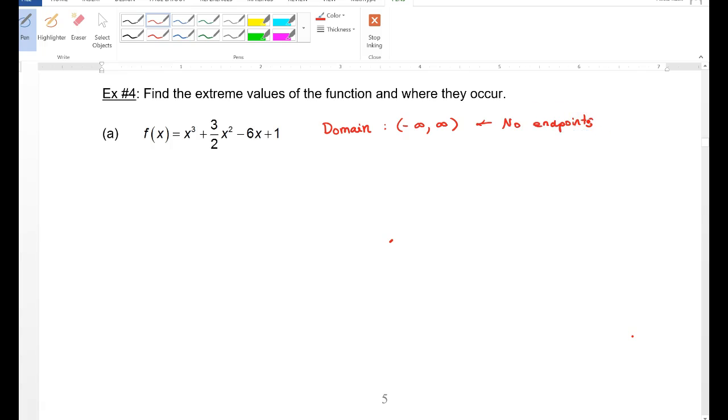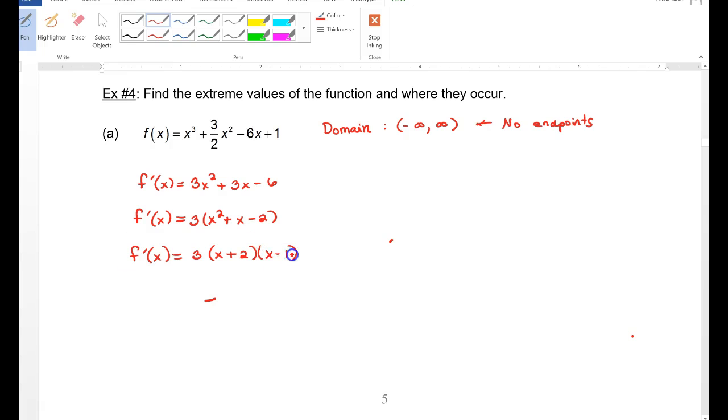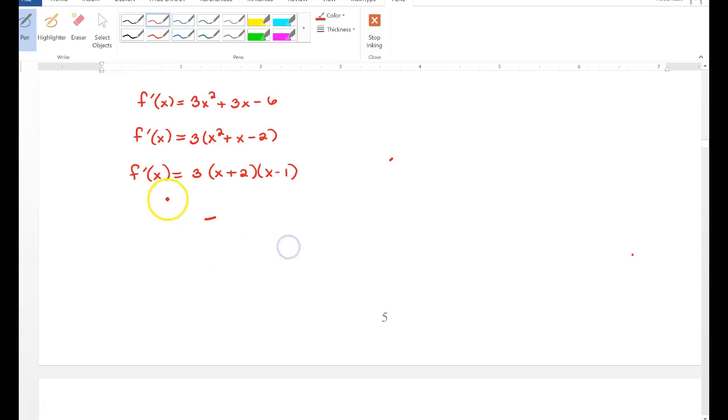Okay, step 2. We want to find the critical points. So we're going to do the derivative. So we get 3x squared plus 3x minus 6. Now I know I'm going to solve this equal to 0. So before we do that, I'm just going to factor it out. So take out a 3, and then we can factor this out. It'll be x plus 2, x minus 1. So I want to set this equal to 0.